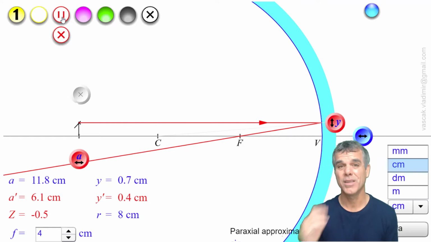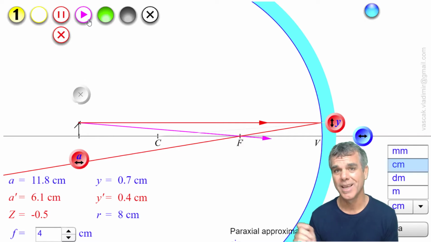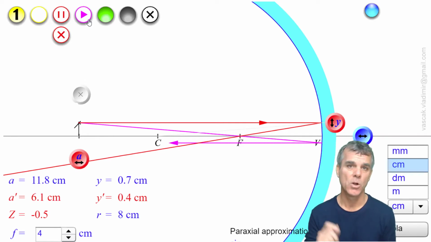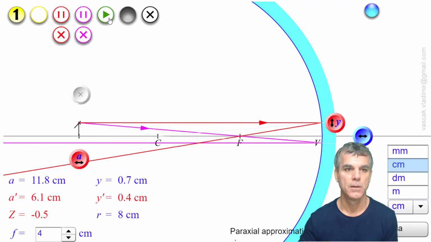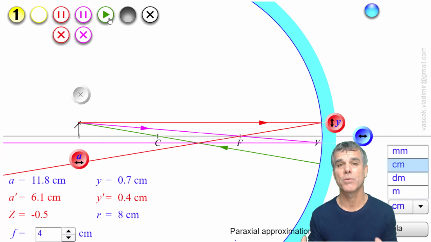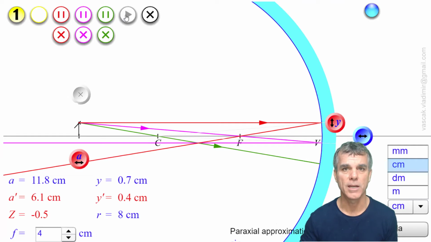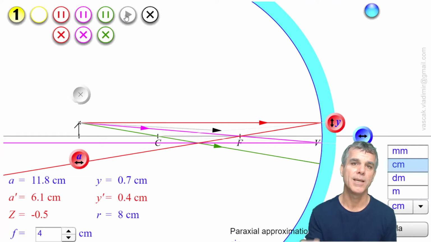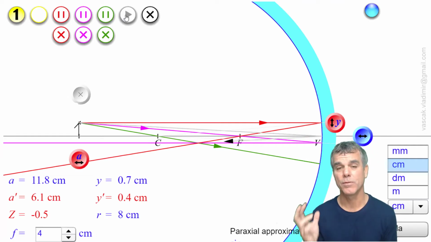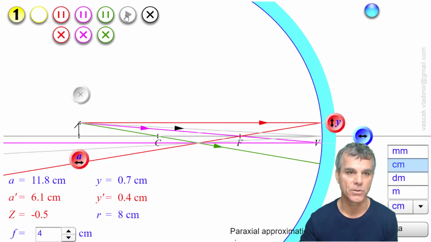Ray 2 is kind of the opposite of that one. A ray passing through the focal point after hitting the concave mirror will reflect parallel to the central axis. Ray 3, a ray traveling along a line passing through the center of curvature after hitting the mirror, will reflect back upon itself. And then finally ray 4, a ray that hits the center of the mirror will reflect at an equal angle on the opposite side of the central axis.